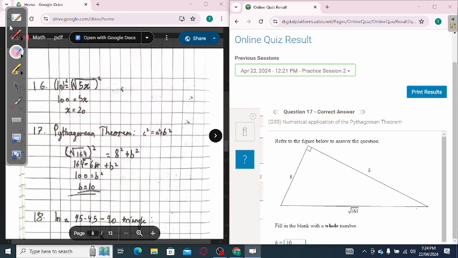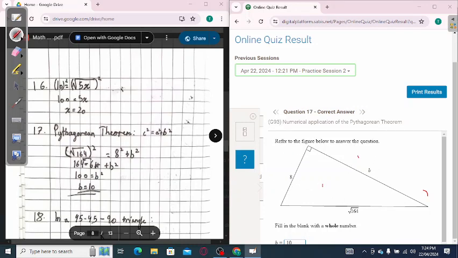Okay, now this is the Pythagorean theorem. The Pythagorean theorem states that the hypotenuse, the biggest side facing the right angle, squared is equal to the sum of the squares of the legs. So what that means is c squared, which is the hypotenuse, equals a squared plus b squared. Here c squared is radical 164 squared, equal to 8 squared plus b squared.